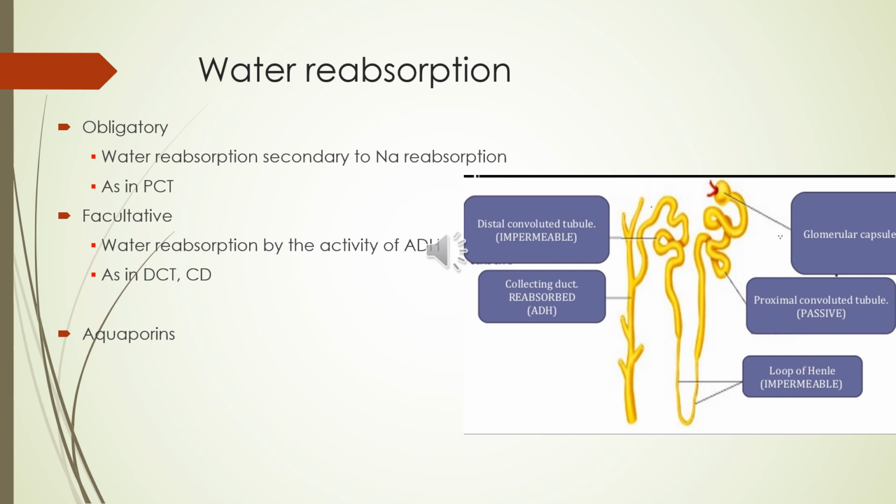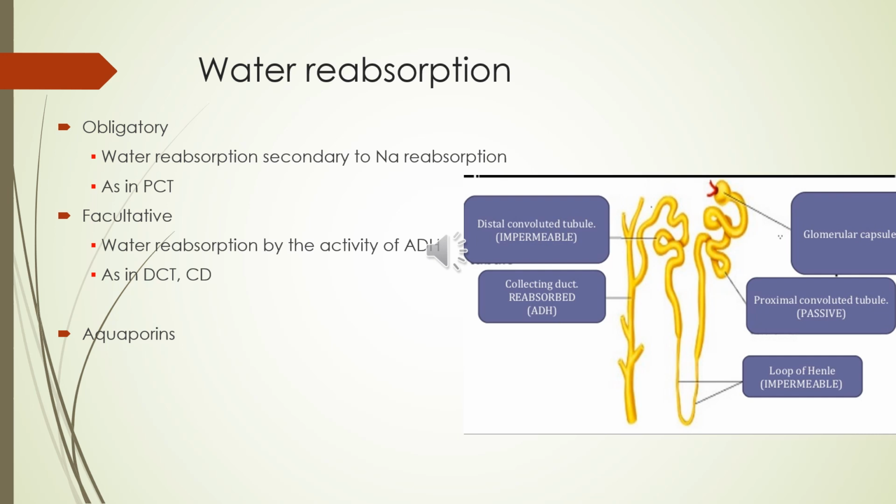Next is facultative water reabsorption, and it is the type of water reabsorption in which the activity of antidiuretic hormone plays a role. It occurs in the distal convoluted tubule and collecting ducts. So normally these regions are impermeable to water, but in the presence of ADH, these segments become permeable to water, so that water is reabsorbed through these segments. And this is called facultative water reabsorption. So obligatory type occurs secondary to the sodium reabsorption, and facultative type occurs due to the activity of ADH.